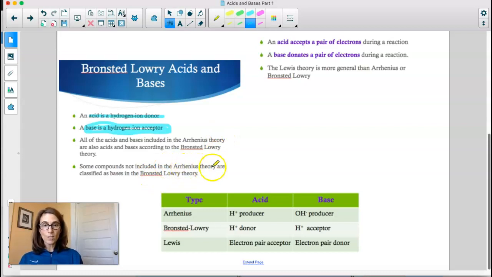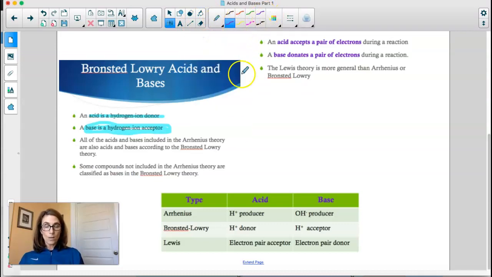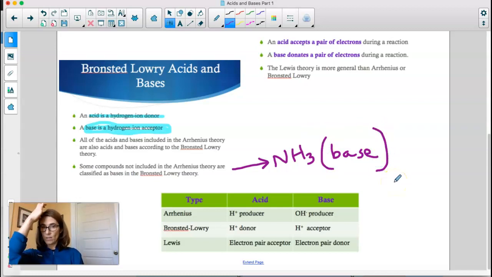Some compounds not included in the Arrhenius theory are classified as bases in the Bronsted-Lowry theory. For instance, probably the most commonly known substance that is a base is NH3. NH3 would not fit under that Arrhenius theory of having the OH. So NH3 is a base. It's a pretty common base, and it would not have fit under that first theory that we talked about.